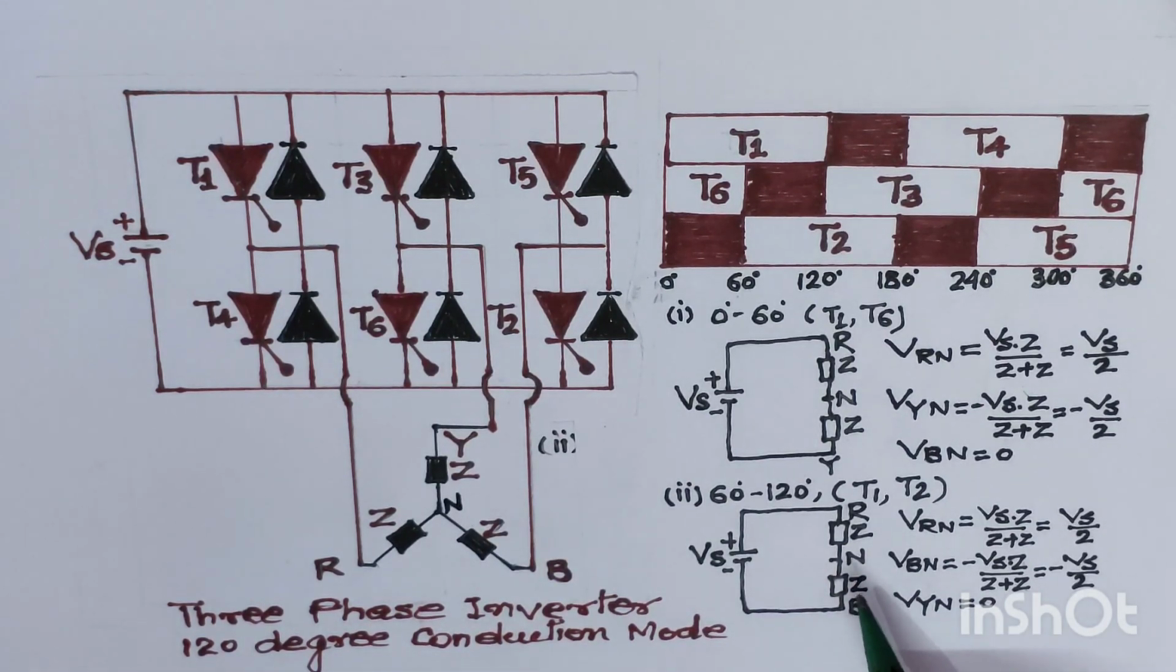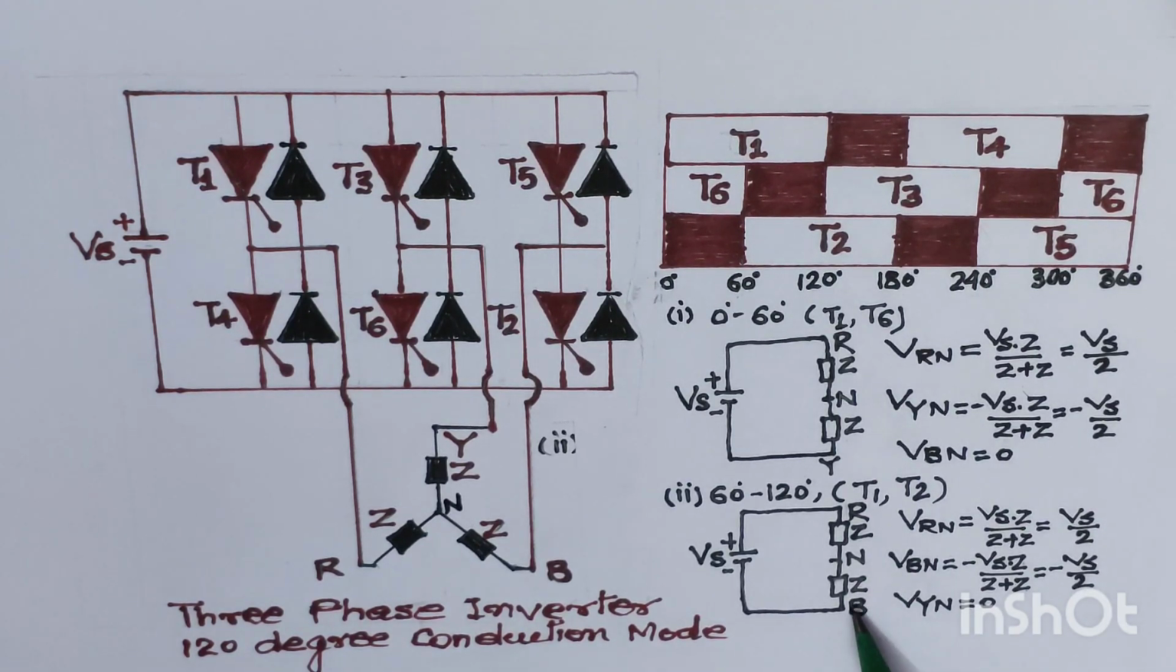Now once again we have to find out the phase voltages, that is VRN and VBN. So how to find out the VRN? In a similar way as we have derived in the first step, that is Vs supply voltage into Z upon Z plus Z upon Z plus Z. If you solve this, this comes out to be Vs by 2.